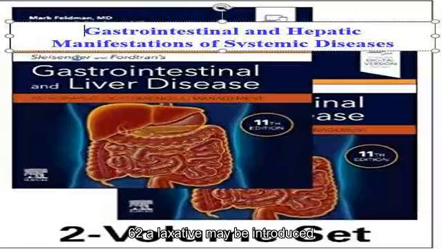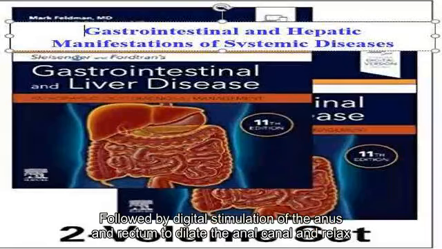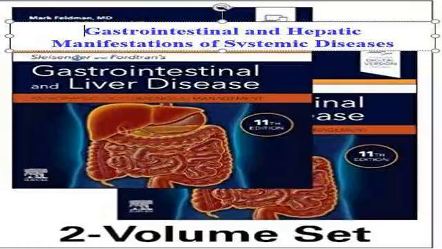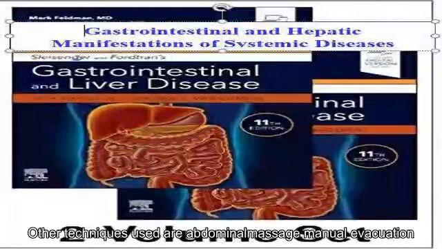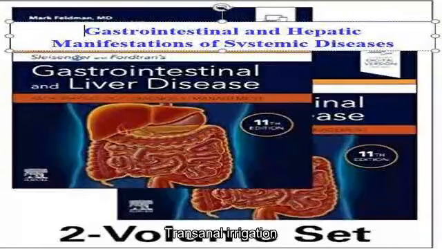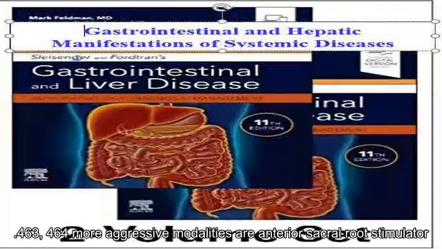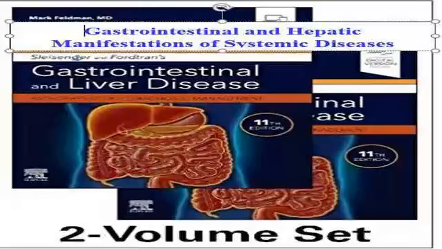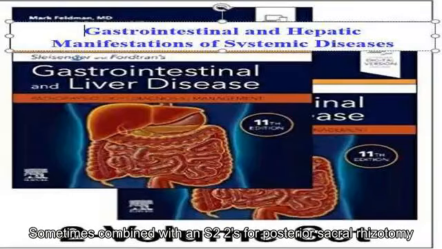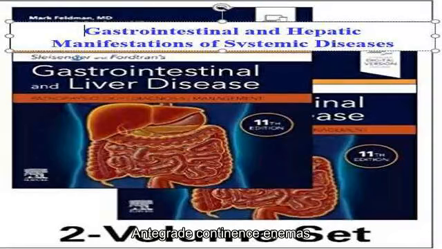A laxative may be introduced, followed by digital stimulation of the anus and rectum to dilate the anal canal and relax the puborectalis muscle. Other techniques used are abdominal massage, manual evacuation, transanal irrigation, and neostigmine with glycopyrrolate, an anticholinergic agent that reduces the side effects of neostigmine. More aggressive modalities are anterior sacral root stimulators, sometimes combined with an S2 to S4 posterior sacral rhizotomy, antegrade continence enemas, and placement of a colostomy.